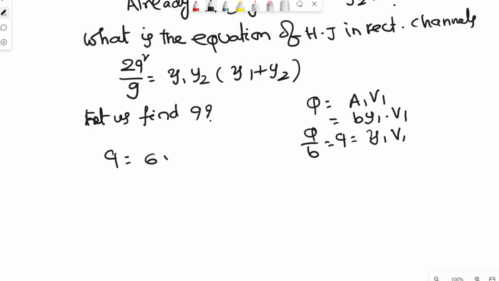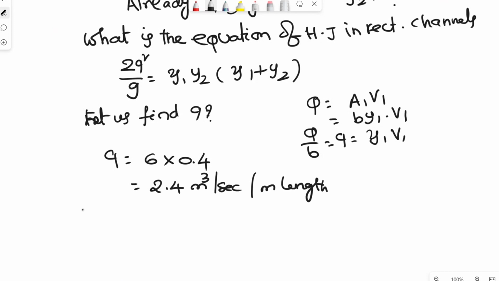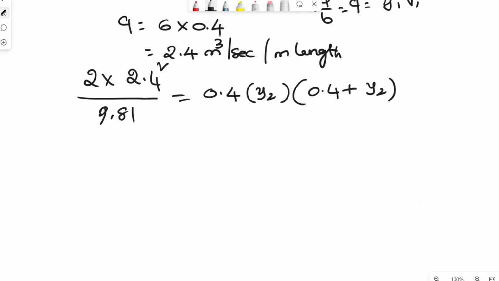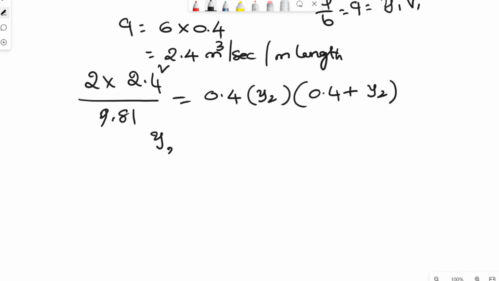If I substitute that, what is q? V is given as 6, and y1 is given as 0.4. So it is equal to 2.4 meter cube per second per meter length. Now substitute it: 2 q square means 2.4 whole square by 9.81 is equal to y1, which is 0.4, into y2 into (0.4 plus y2). Now you can expand this and find y2.